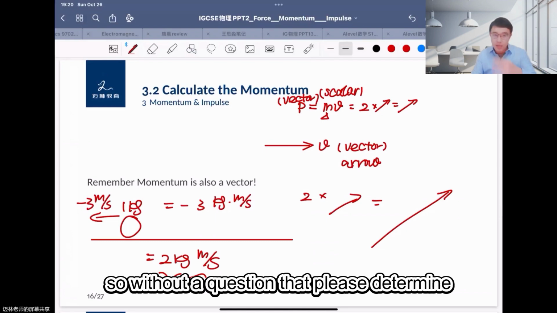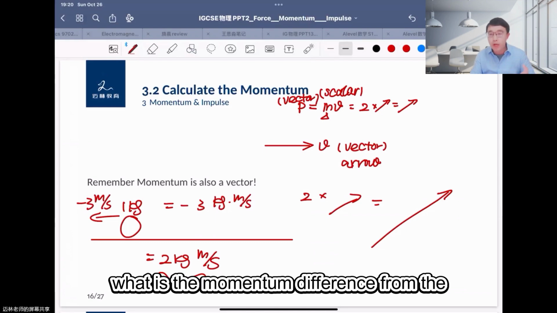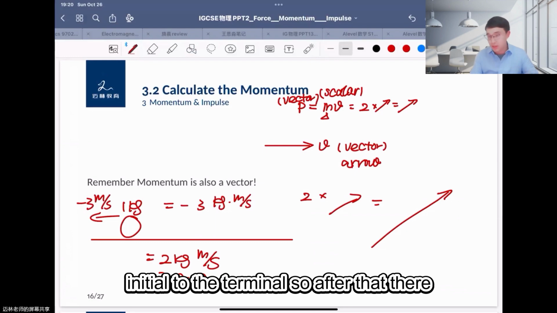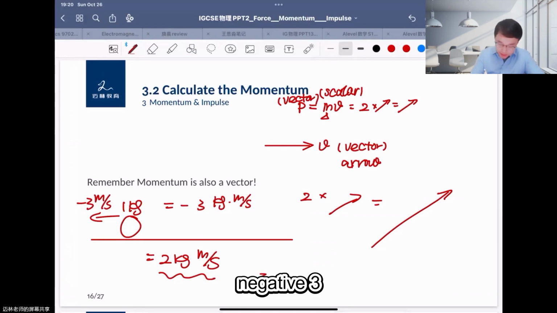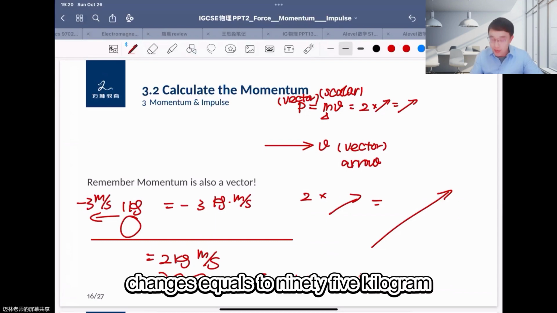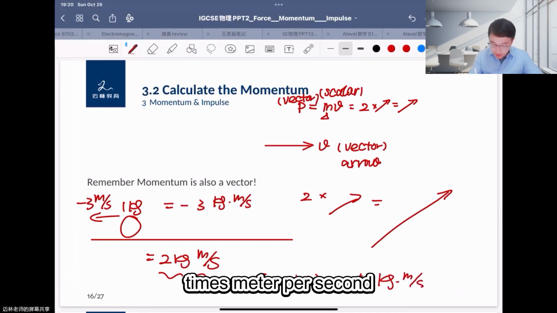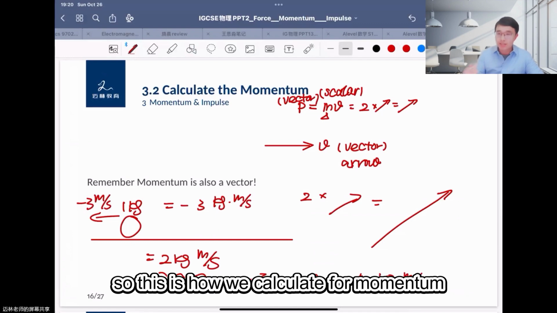So if there is a question asking you to determine the momentum difference from the initial to the terminal, the difference is -3 minus the initial 2. So the momentum change equals -5 kilogram meters per second. So this is how we calculate momentum.